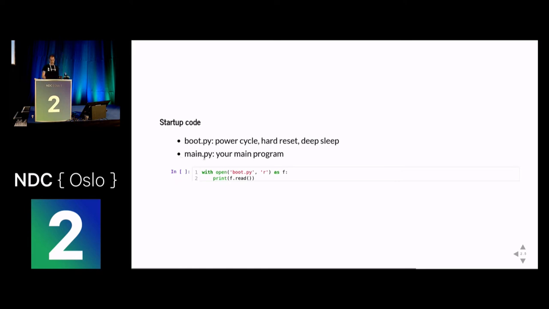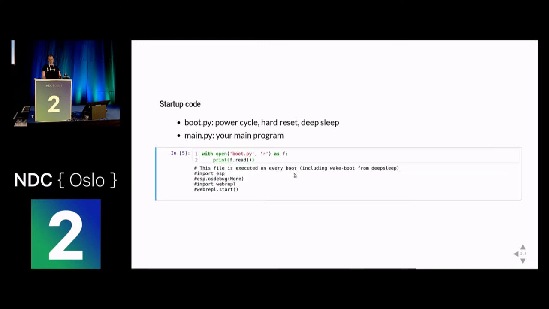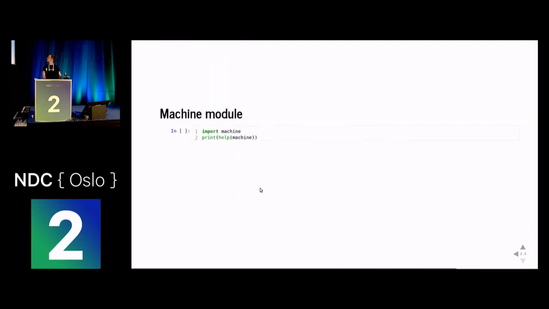So if we have a look, this is regular Python code. We're going to open the boot.py and read, and we're going to get what's in the file. So this is just, I think it ships with that to get you started. So this is how easy it is to set up the web REPL. Okay, let's move on to machine.